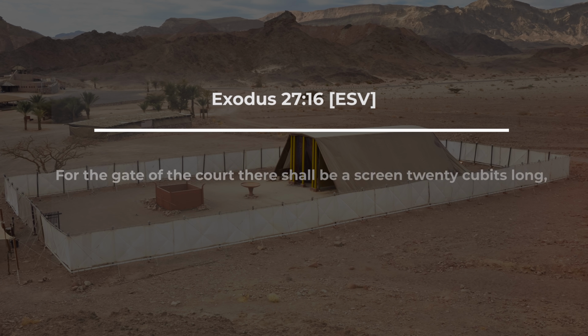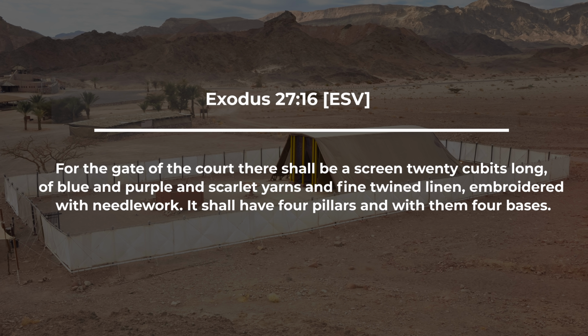Now let's keep going. "20 cubits long, of blue and purple and scarlet yarns and fine twined linen, embroidered with needlework. It shall have 4 pillars, and with them 4 bases." Now let's talk about the application of this outer gate.